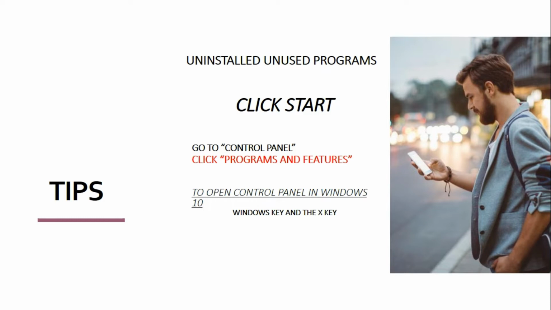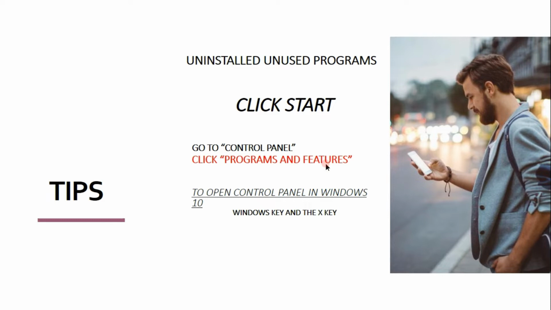To remove these unused programs, first of all, click Start and then go to Control Panel. After you go to Control Panel, you will see Programs and Features. Click on Programs and Features, then scroll through the list. You get a big list, and you just need to scroll through it and find the programs or software you never use and that are of no use. Then you just uninstall those never-used ones.